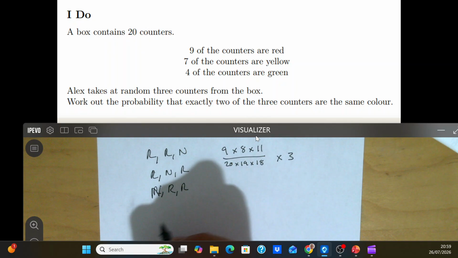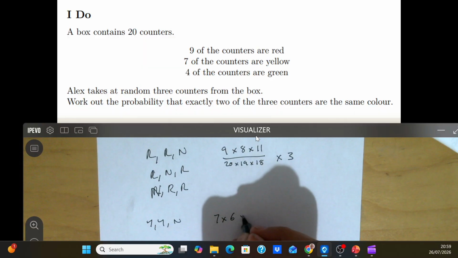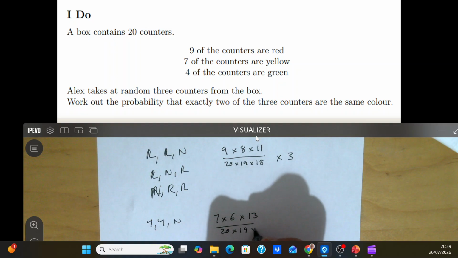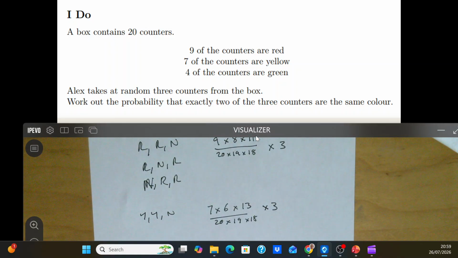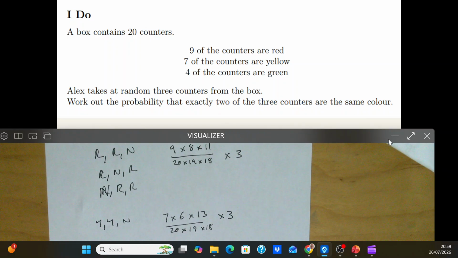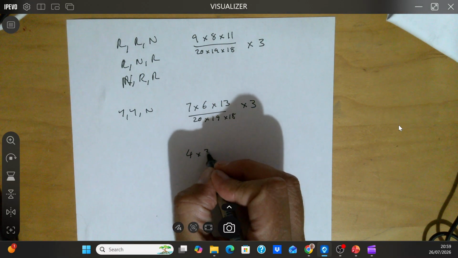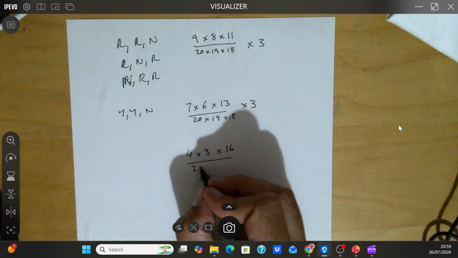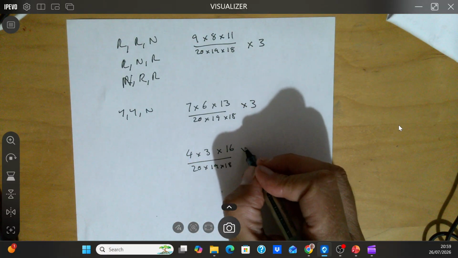Now, if I think about the yellows, exactly the same: yellow, yellow, not yellow. There are 7 times 6 times the 13 that aren't, over 20 times 19 times 18. And I've got 3 ways of getting that. Remember, there are 4 green. So getting the green is 4 times 3 times the 16 that are not, so that's over 20 times 19 times 18. And there are 3 combinations of that, so I can times that by 3.